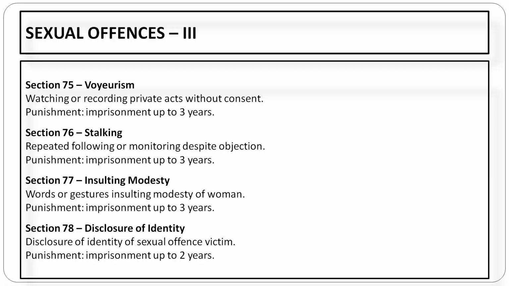The next one is section 78, disclosure of identity. It relates to the disclosure of the identity of a sexual offense victim. Publishing or revealing the name, photo, or details of the victim is prohibited under this section. The law exists to protect the privacy and dignity of victims. Disclosure can cause social harm and trauma to the victim. Even indirect disclosure is not allowed under this section. The punishment can be imprisonment up to 2 years.